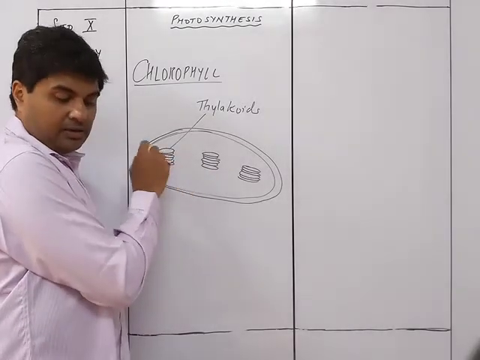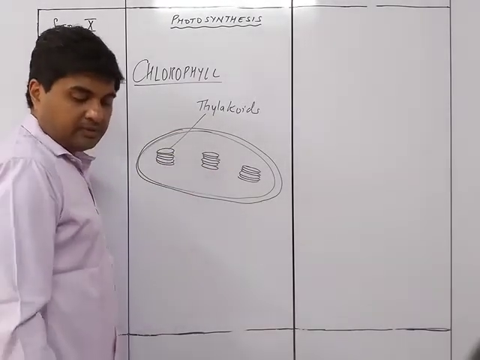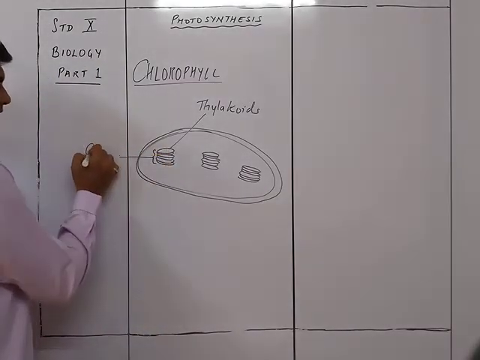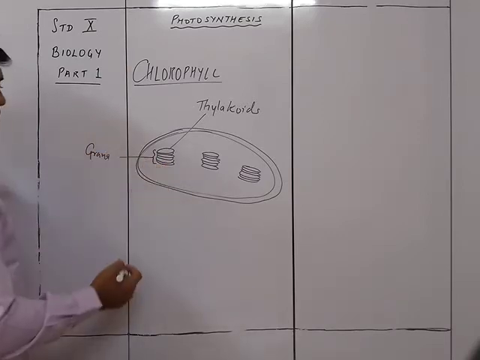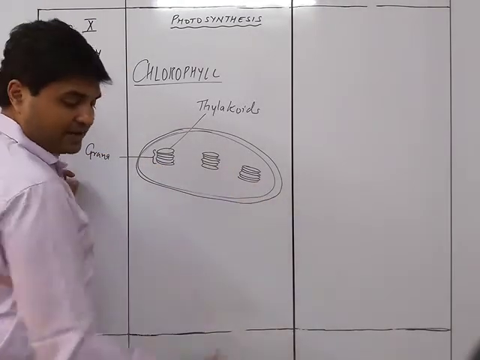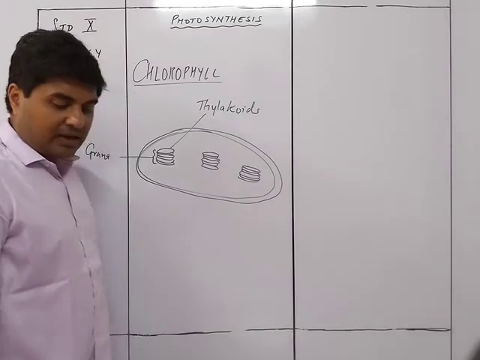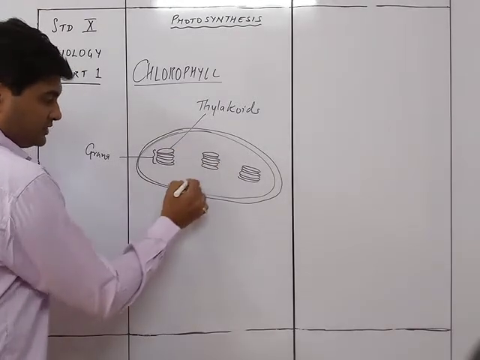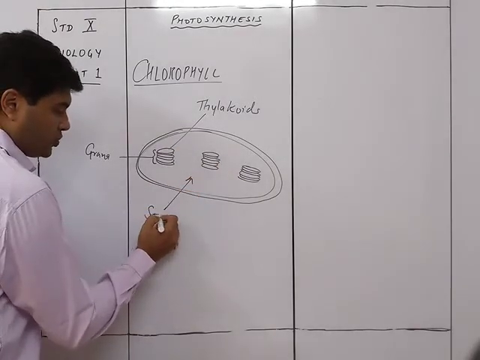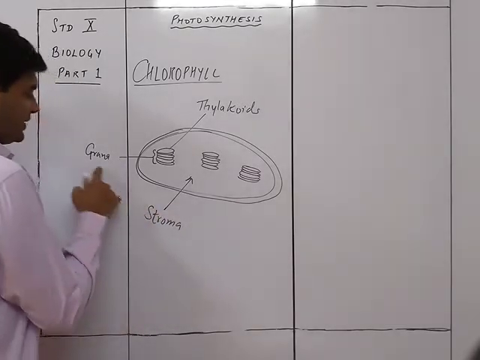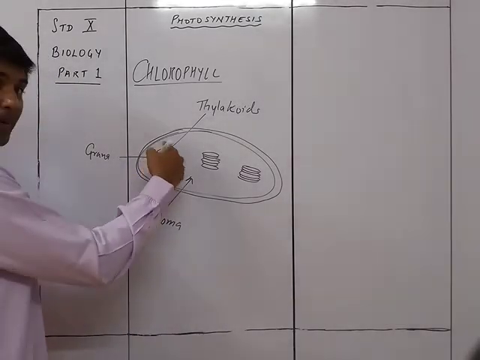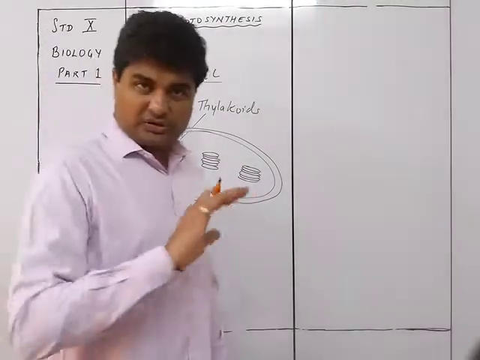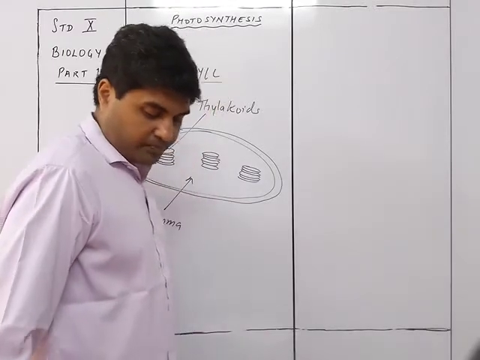The flattened sacs are arranged in piles called thylakoids. Now each and every pile over here is called a granum, and these piles are called grana. So this is the grana, this is the grana. And they lie in a colorless ground substance called stroma. So this lower part over here is called the stroma. So grana, the piles, and the stroma is nothing but the ground surface.